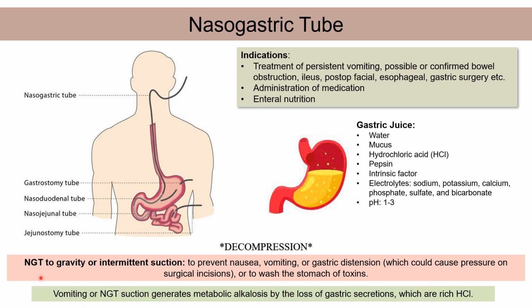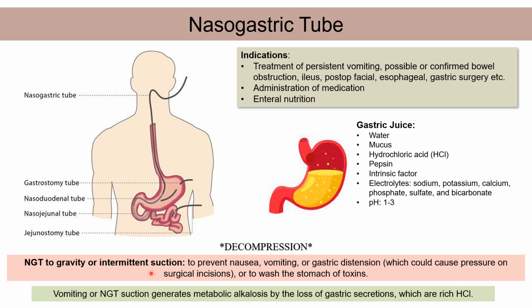Just to review here, an NG tube can be placed to prevent nausea, prevent vomiting, and for gastric distension. If a patient has surgery inside the stomach and or the intestine, we don't want pressure on those incisions because that can lead to complications. Or this tube can be used for lavage, which is to wash out the stomach. Maybe the patient overdosed on acetaminophen and it hasn't been absorbed yet, it hasn't reached the small intestine, then we can help to suction that out and clean out the stomach.